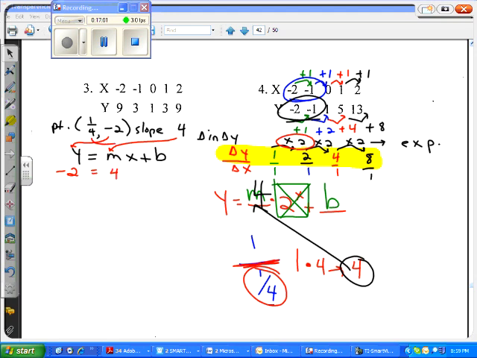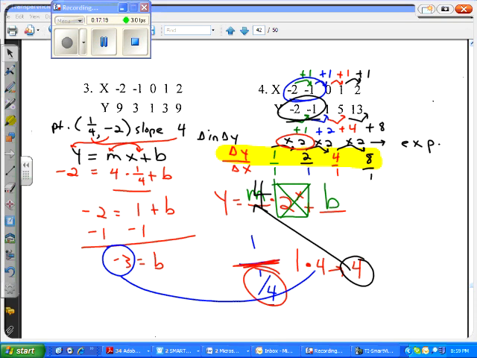Slope in place of slope, 4. X in place of x, 1/4, plus b. We're going to multiply. -2 is equal to 1 plus b. A fourth of 4 is 1. Subtract 1. B is equal to -3. And so that -3 goes in the b position. So my equation is y equal 4 times 2 to the x minus 3.